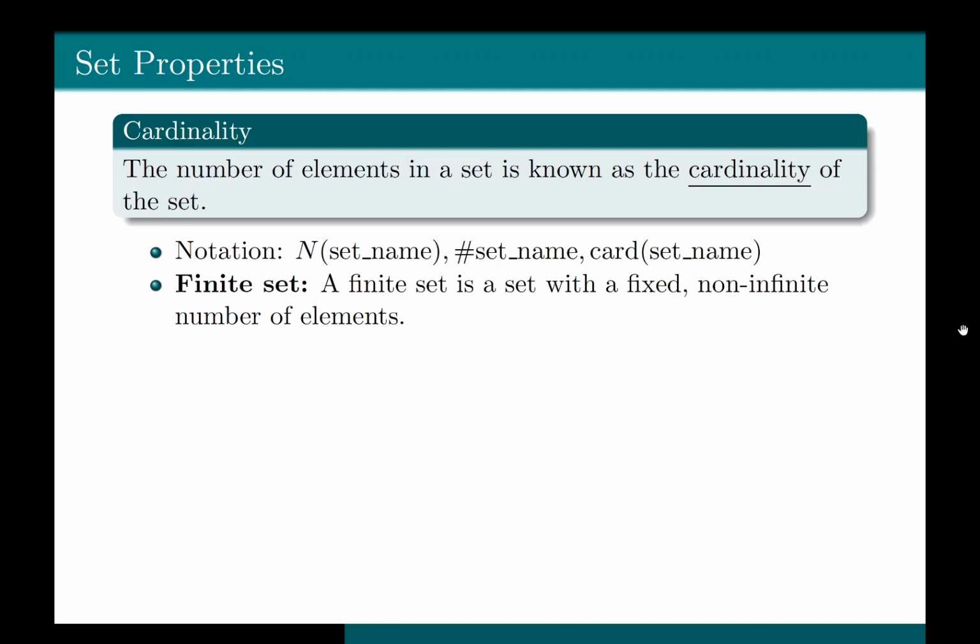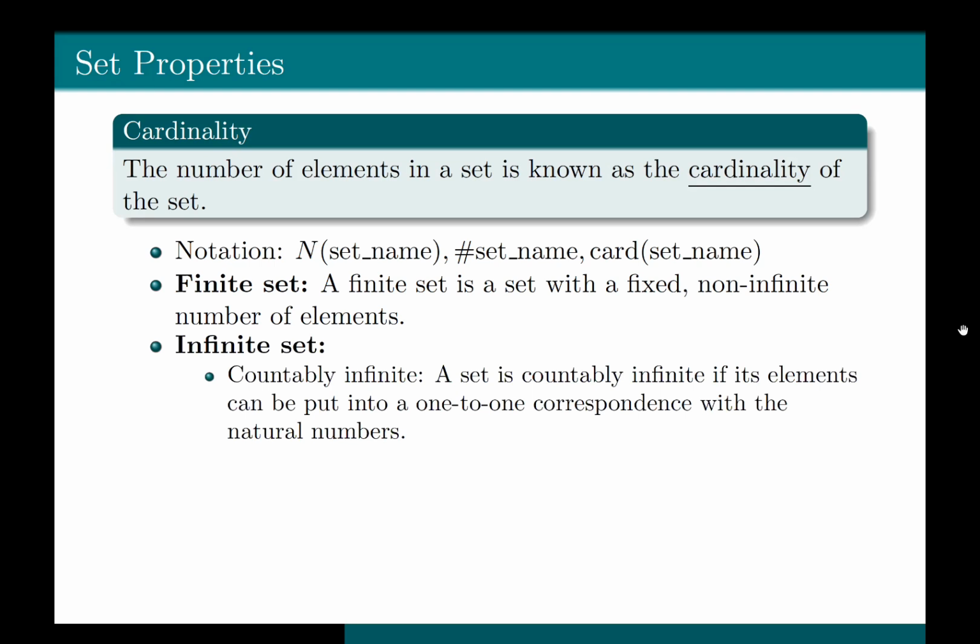For instance, if you have a set X with elements A, B, and C, then the cardinality of X equals 3. And since we have the cardinality as a fixed number, we will call X a finite set.